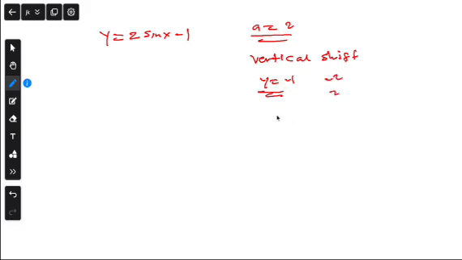So in terms of the maximum, y is going to be -1 plus 2, which is y equal to +1 in terms of the maximum. What about the minimum? y is going to be equal to -1 minus 2. y is going to be equal to -3. That is in terms of the minimum.